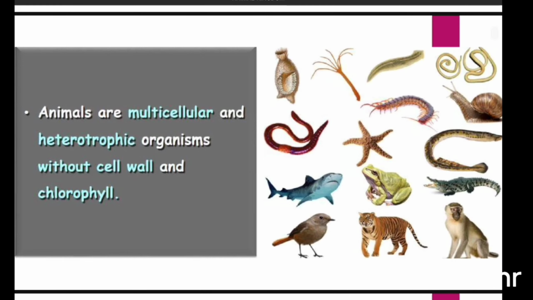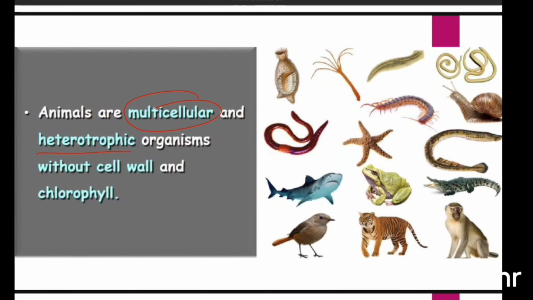Animals are multicellular and heterotrophic. They depend on other organisms for their food, and they don't have any cell wall, and chlorophyll is also not there. That means they cannot produce their own food material. So animals are multicellular heterotrophic organisms without cell wall and chlorophyll.